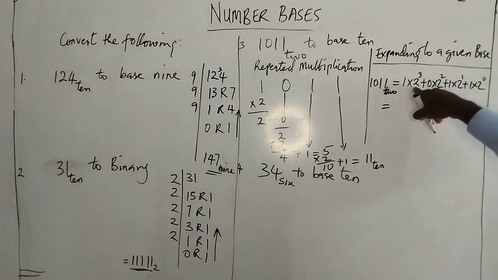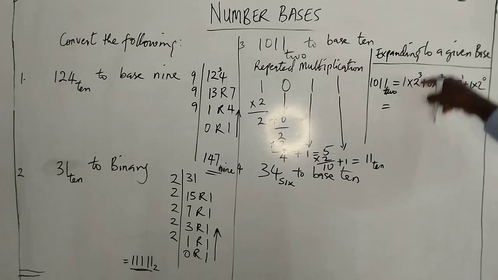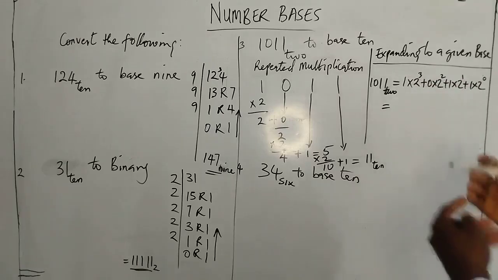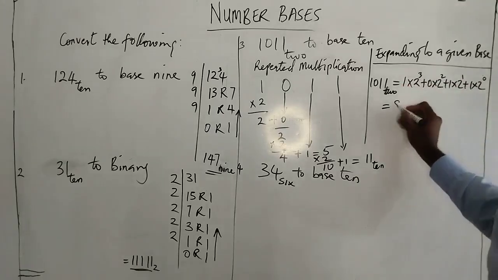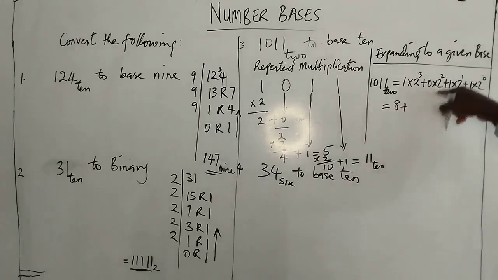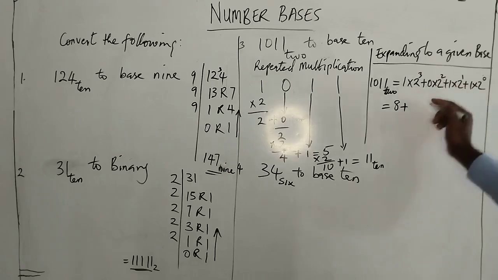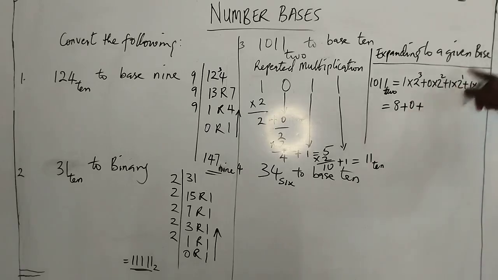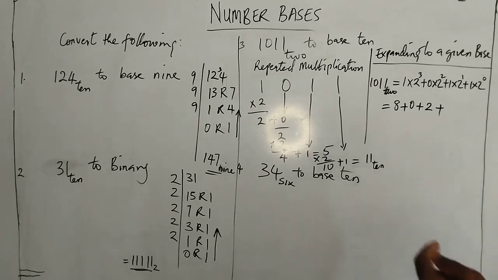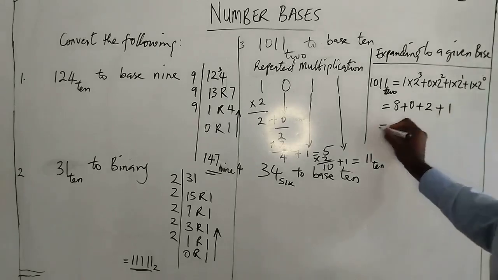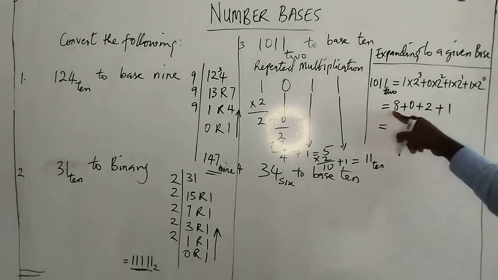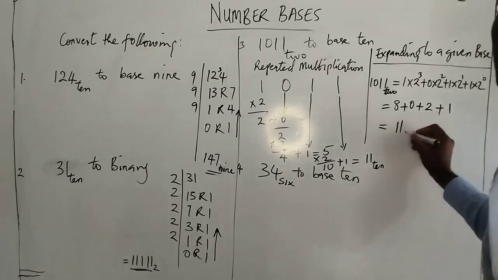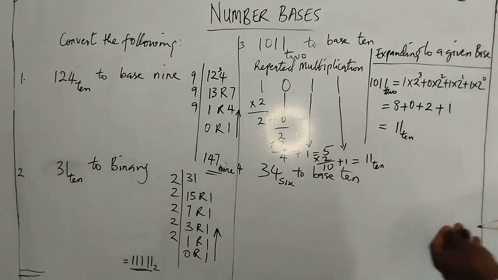Then, applying the knowledge of indices here, 2 raised to the power 3 is 2 times 2 times 2, which is 8. 8 times 1 will give us 8, plus 2 raised to the power 2 is 4, but 4 times 0 will give us 0. 2 raised to the power 1 is 2. 2 times 1, 2. Anything raised to the power 0 is 1. So 2 raised to the power 0 is 1. 1 times 1, 1. Finally, add all of them. 8 plus 2 plus 1. That will give us 11 base 10.